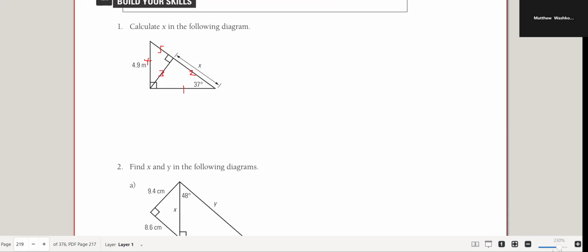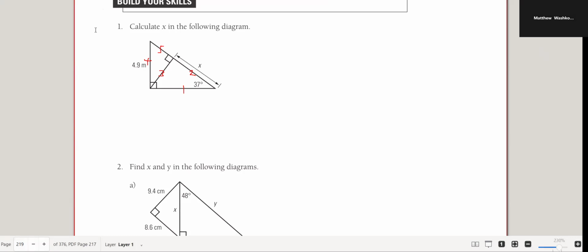3, 2, 1. So this one's kind of a tricky question. How am I going to do this? How does this possibly work? Well, we have a couple of options here. But we always start with: what do we have? And now I'm going to give you guys a little bit of a hint.